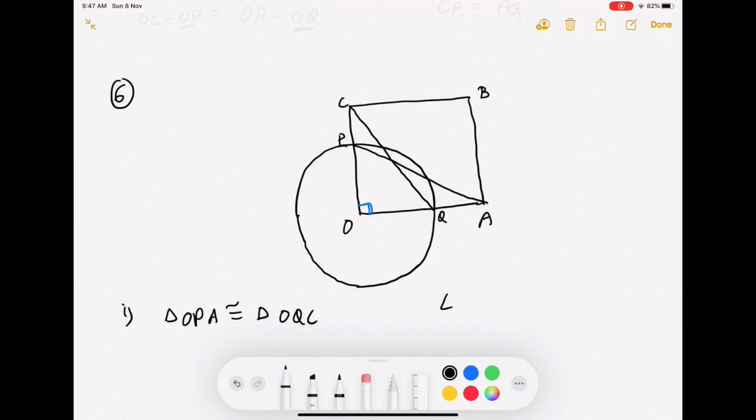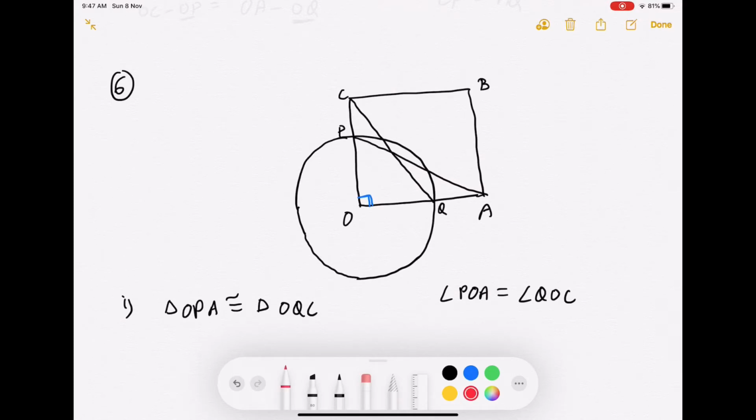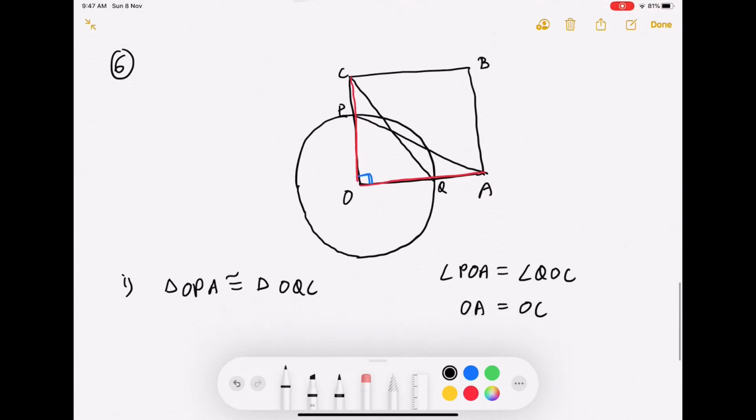So you can write that angle POA is equal to angle QOC. These two are the common angle. Then what else do we have? We have from the first triangle OPA, the side OA is equal to side OC from the second triangle, right? Because these are sides of the same square, so OA is equal to OC.